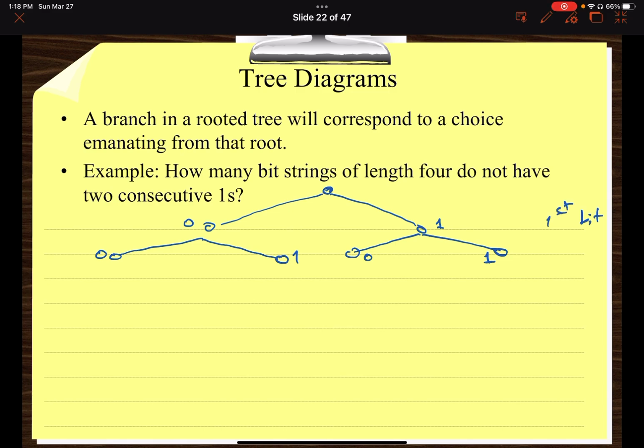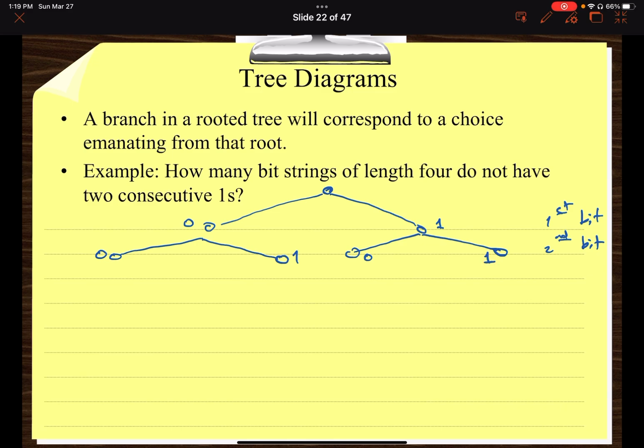And at this level, it represents the second bit, right? Now, based on what we have done so far, do we have 2 consecutive ones? Where are they? The last one, right? Okay, and I'm counting the bit strings of length 4 that do not have 2 consecutive ones. Do I have to continue my tree in this branch?